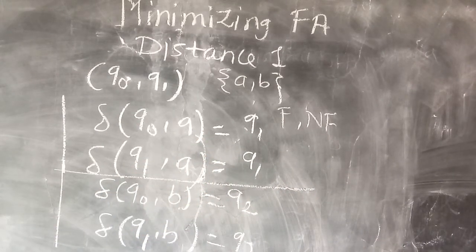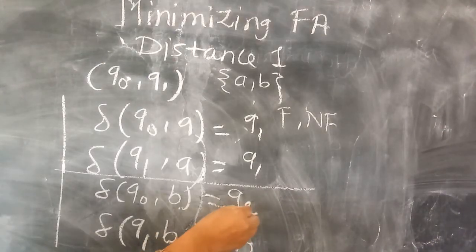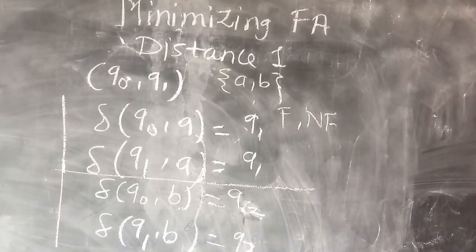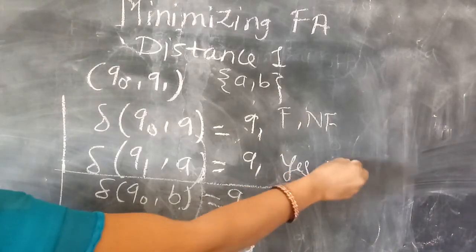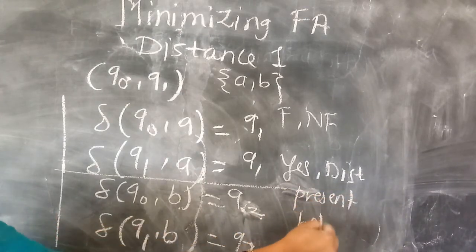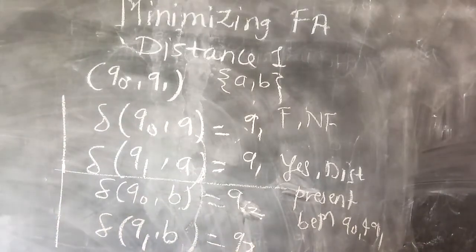As for this input B, the outputs vary: q2 belongs to the final state and q3 belongs to the non-final state. So yes, there is a distance between q0 q1. You can conclude that yes, distance is present between q0 and q1. Okay, this is your final remark.